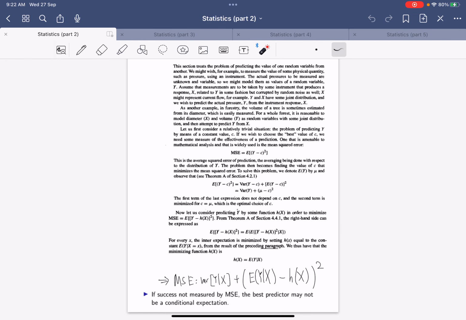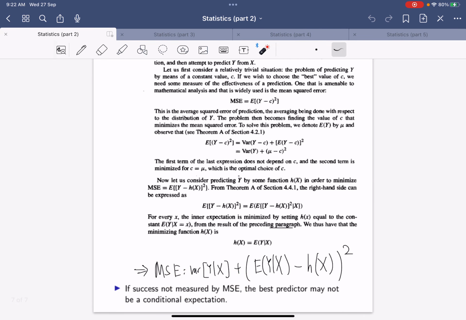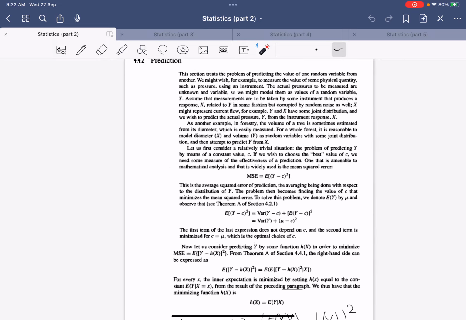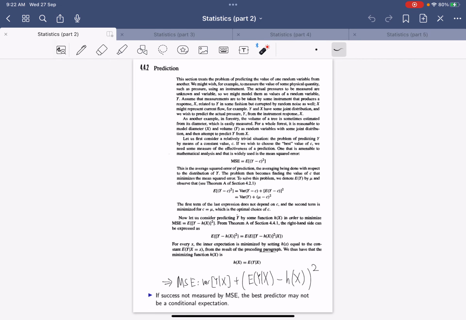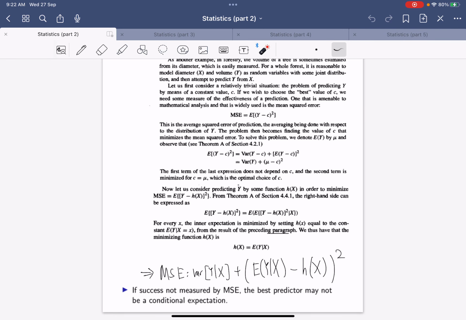But of course, this is just one way of predicting and measuring the effectiveness of a prediction, using the mean squared error. If your measure of success is not the mean squared error, then this predictor may not be the best. The best predictor may not be a conditional expectation. Basically, this h(X) may not be this. So I hope you have understood a glimpse into how prediction works and what the mean squared error is. It's how your actual value differs from your prediction, so it's like your variance in a sense. So if it's a function of X, then it will be the expectation of Y given X, and if it's constant, then it is mu.